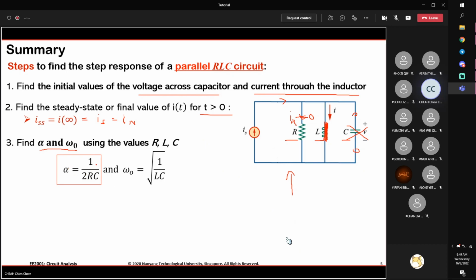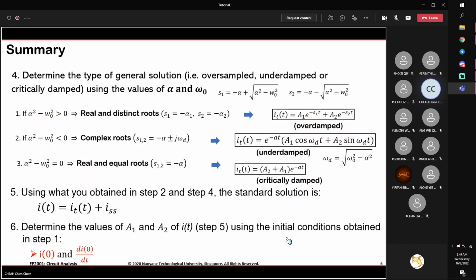Now the only thing new, as I say, is that for parallel, alpha is 1 over 2RC, right? Omega 0 is the same as your series RLC, which is square root of 1 over LC. So it's quite easy to remember after you practice it a few times.